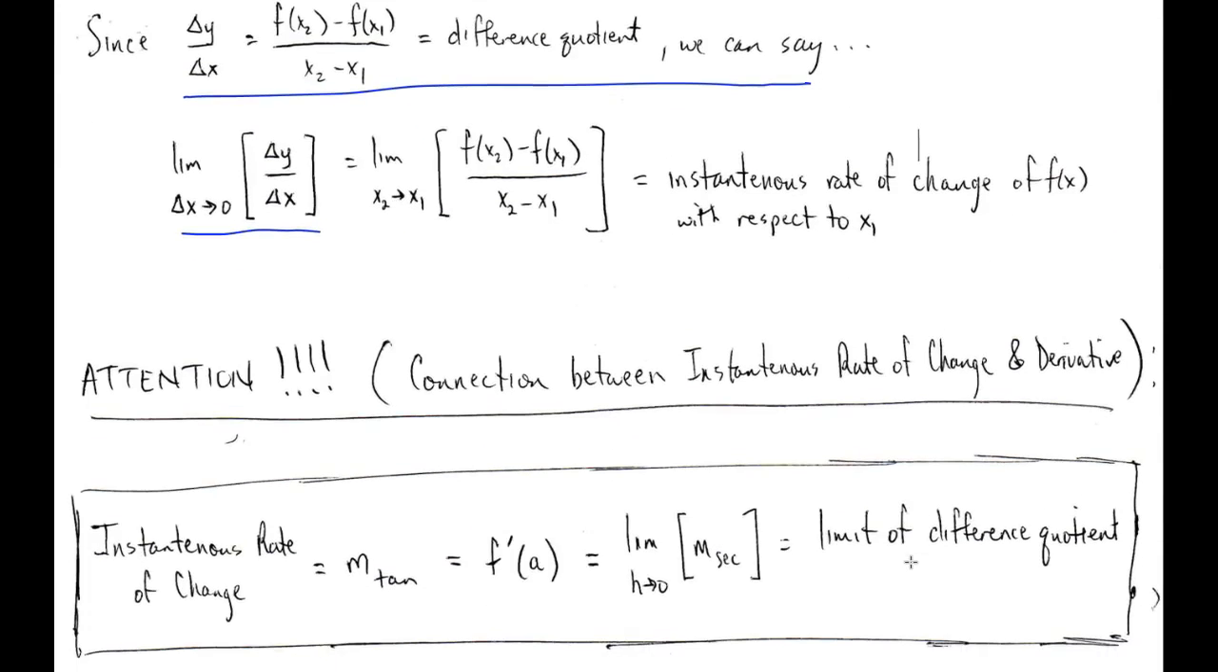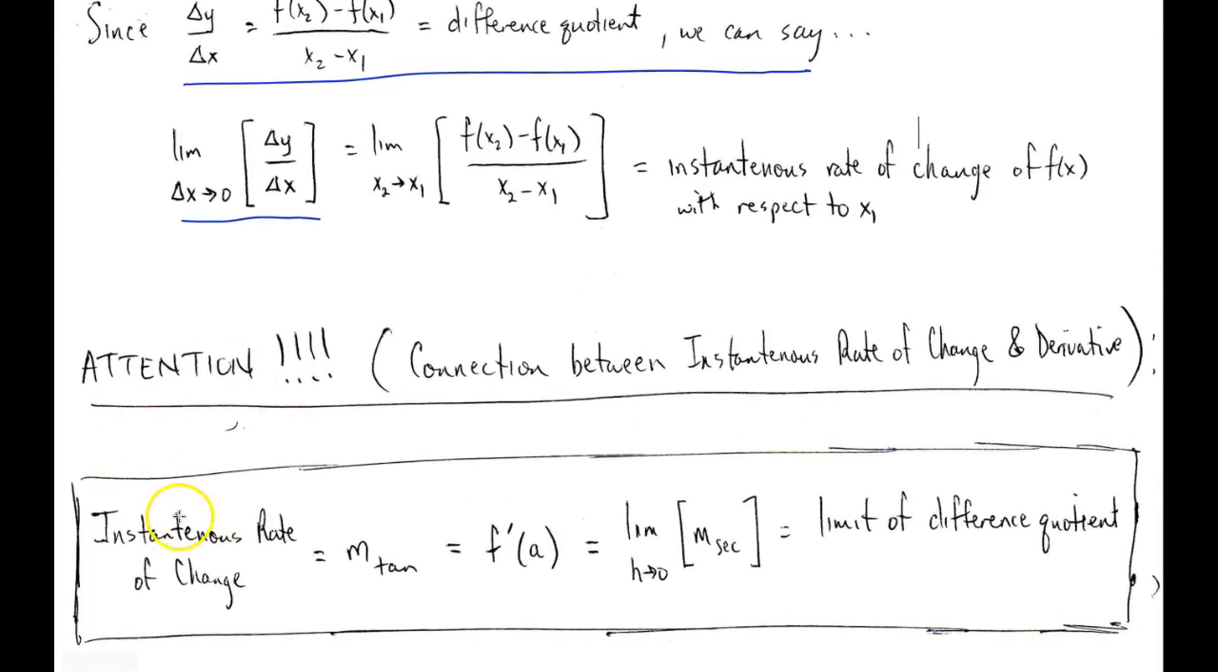Now, the main connection that we want to have here is that whenever we see or want to know the instantaneous rate of change of a function, that can be translated as the slope of a tangent line, which can be translated as finding the derivative of a function at some specific value x equals a, which could be translated as the slope of a secant line for this particular function at two arbitrary points, as the horizontal distance in between those two points gets closer and closer to 0. And that's also known as taking the limit of the difference quotient.